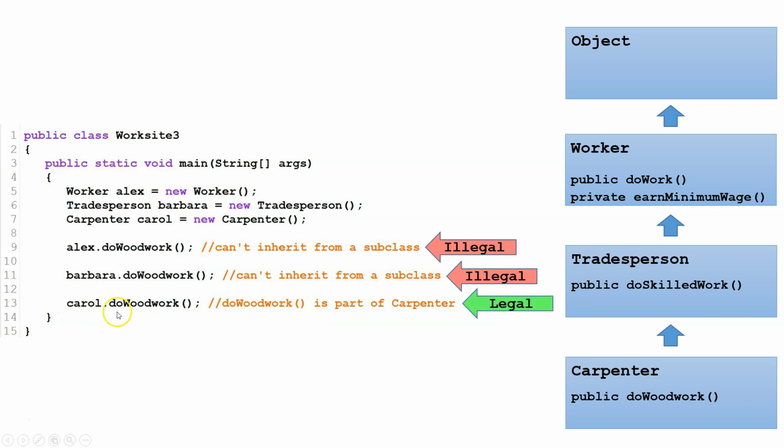We call Carol's doWoodwork method. This is legal. The Carol variable points to an instance of the carpenter class, and the carpenter class contains the method doWoodwork.